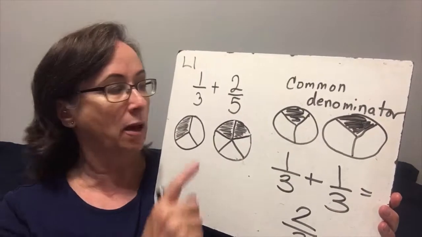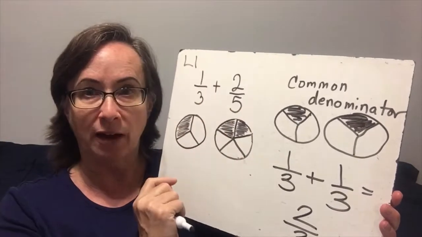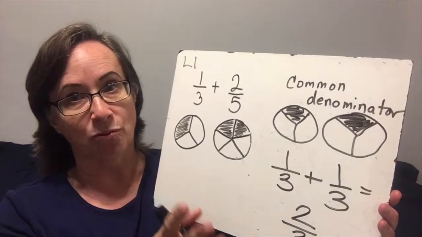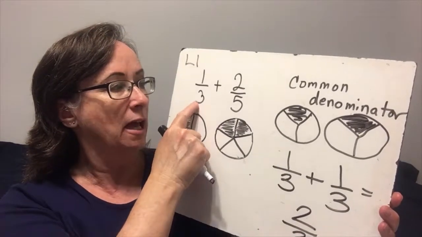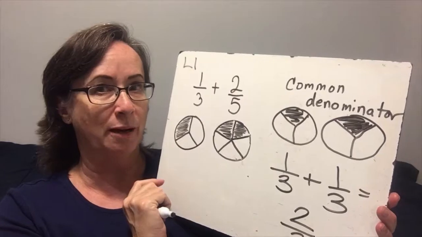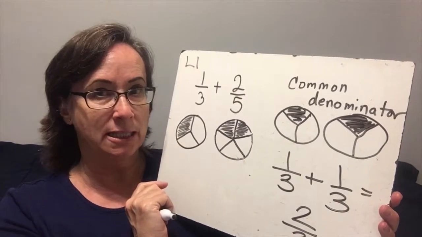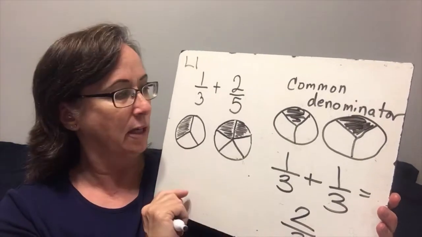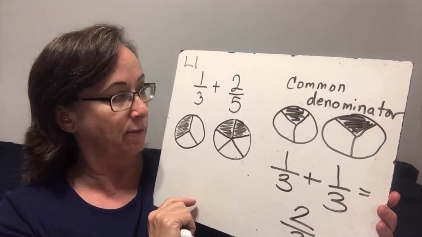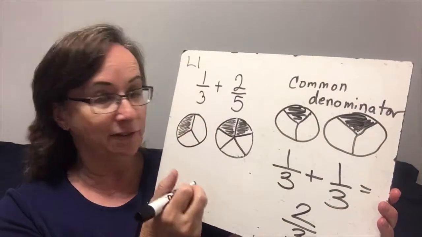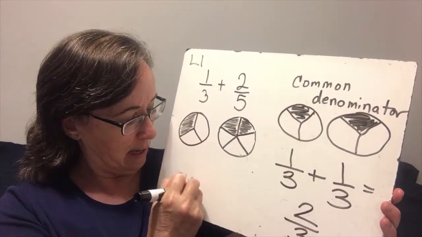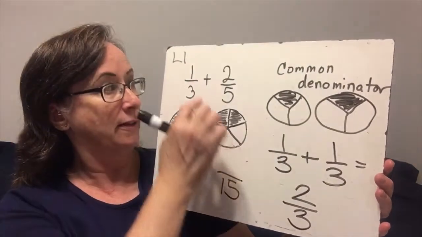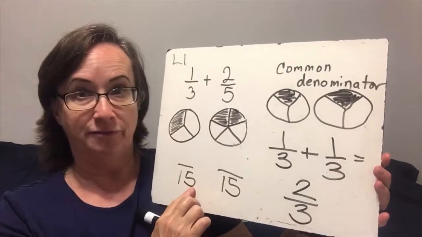So we're looking for the smallest number that both 3 and 5 go into evenly, and that would be their product. Now I know it's the product because both 3 and 5 are prime numbers, and so the smallest number that they would both go into would be the multiple 3 times 5, or the product of 3 times 5. So we're going to end up with 15. So now I'm going to have to re-express each one of these originals over 15.